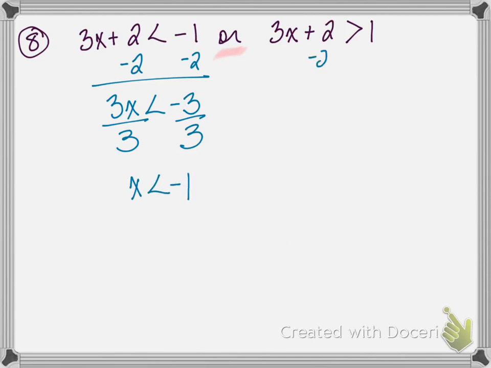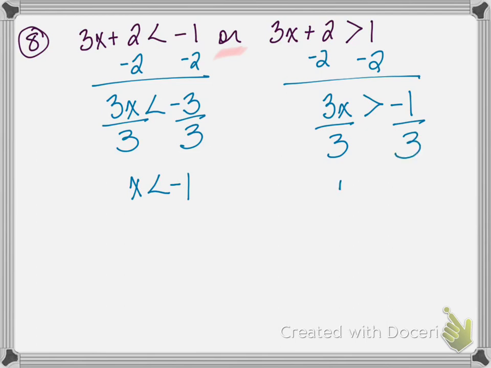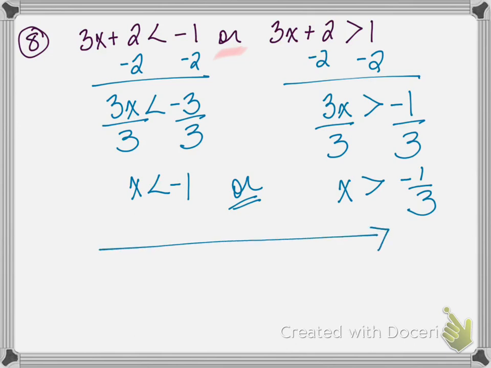I'm going to solve the second inequality. So I subtract 2 from both sides. I'm left with 3x is greater than negative 1. I divide both sides by 3, and my answer here is x is greater than negative 1/3. Now I am using the word or. So when I graph my inequality, it just has to be either. It can be either one.